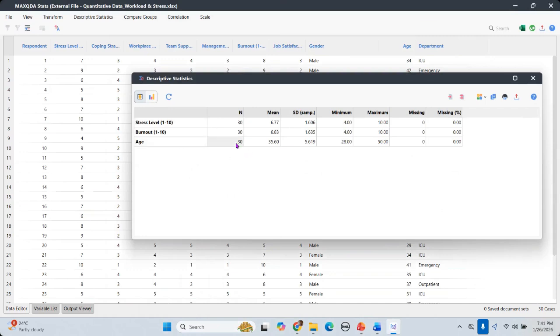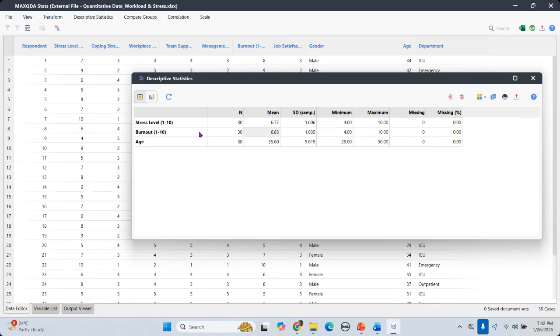Now, when we talk about age, we have collected data from 30 respondents. Out of 30 respondents, average age is 35.60. Means mean age, average out of 30 respondents, is 35.6. And lowest age, that is beginning of the age in that particular 30 respondents, 28 minimum age. And highest age, that is higher level, maximum age is 50.